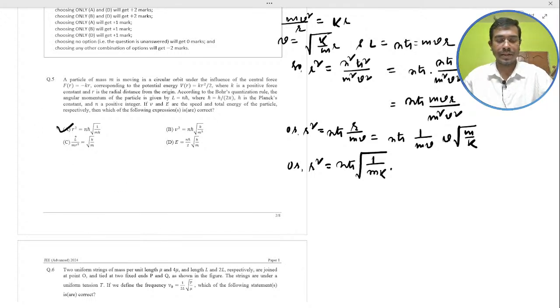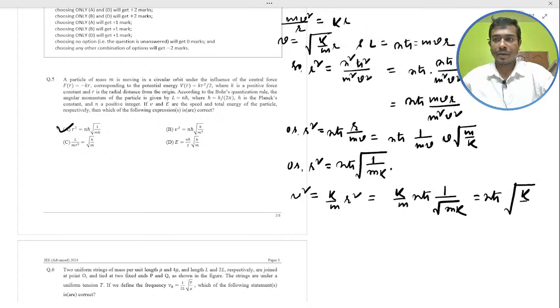Now check option B. v² is equal to k/m r², that means k/m times nħ into 1/√(mk). This is nothing but nħ√(k/m³). This is also true. Option B is also true.